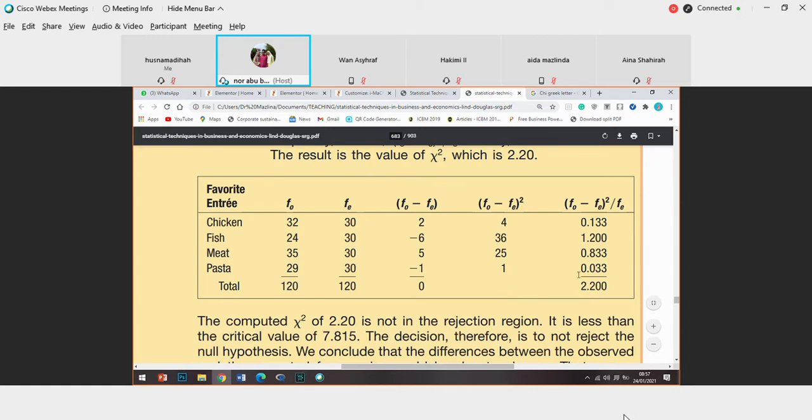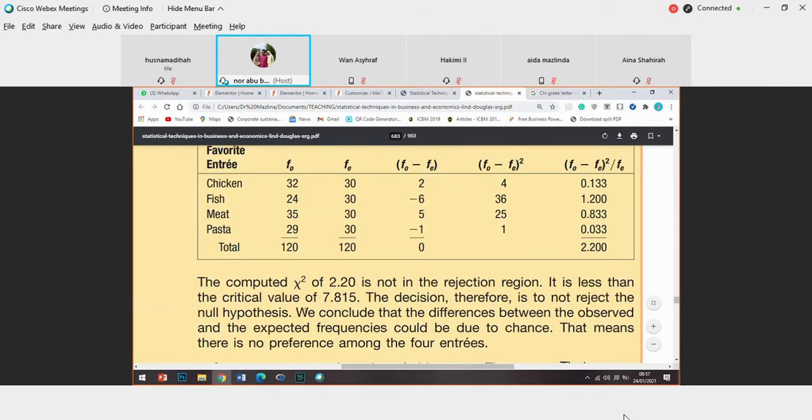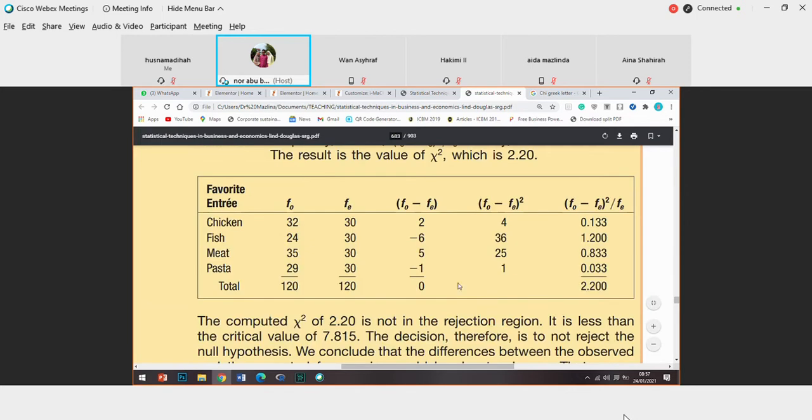Okay, and then baru buat jadual ni, lepas tu awak decide okay, whether the computed chi-square value is in the rejection region or not. Okay, boleh tu. Kadang-kadang markah tu sampai 20 markah. Kalau awak buat yang ni saja dan mengharapkan 20 markah, maka akan kecewa lah harapan awak.